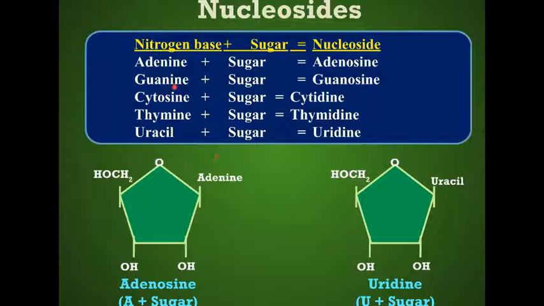So nucleoside is nothing but a combination of a nitrogen base and a sugar. All these nitrogen bases that we looked at, adenine, guanine, cytosine, thymine, uracil, will combine with a sugar molecule to give you a nucleoside. So you have adenosine, guanosine, cytidine, thymidine and uridine. This is what the structure will look like.